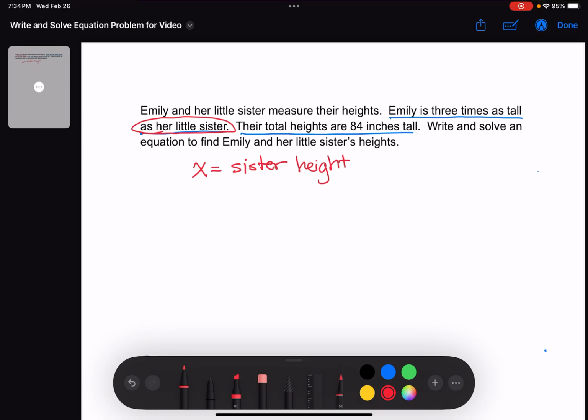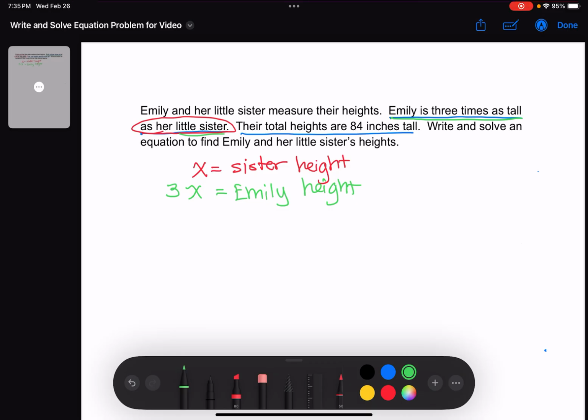Now we're going to use that same variable to represent Emily's height. We do know Emily's height is 3 times her little sister's height. So Emily's height is going to be 3 times x, since we made x her sister's height. We can write it as just 3x because a number next to a variable means multiplication. Next, we're going to use that next sentence, their total heights are 84 inches tall, the next clue that will help us to write an equation.